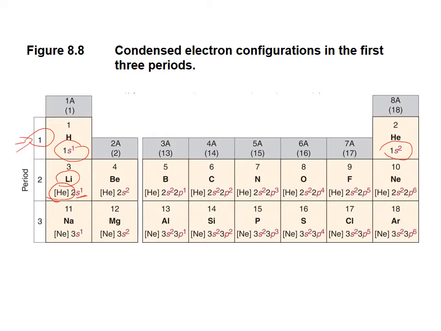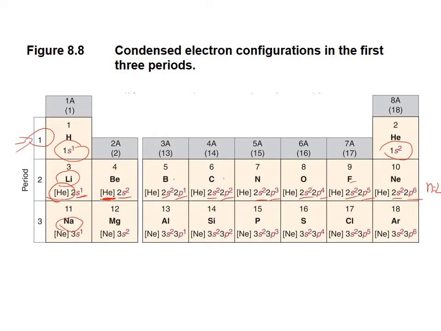All right, beryllium, helium electron configuration, followed by 2s2, boron, 2s2, 2p1, carbon, 2s2, 2p2, 2s2, 2p3 for nitrogen, 2s2, 2p4 for oxygen, 2s2, 2p5 for fluorine, and then neon, 2s2, 2p6. So the second shell is full.